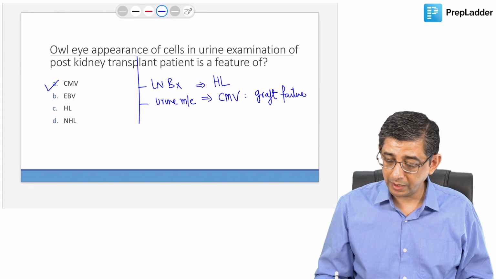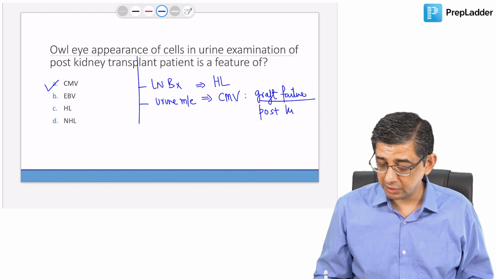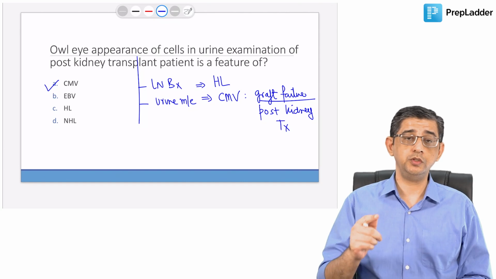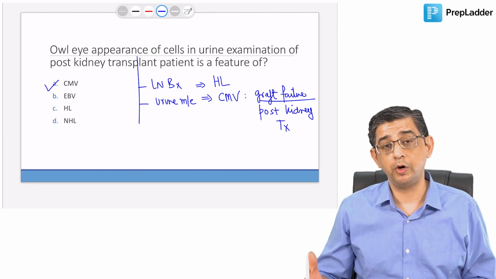Cytomegalovirus is a nasty organism. It can cause graft failure in a post-kidney transplantation patient. That is why lots of time you will give ganciclovir prophylactically to patients of post-kidney transplantation so that they do not develop this opportunistic infection.